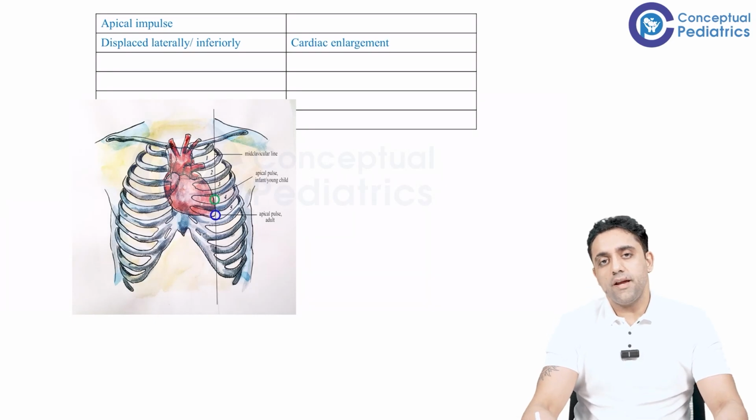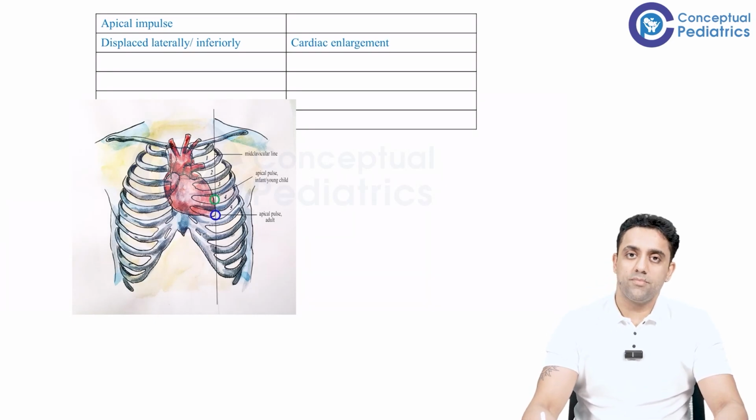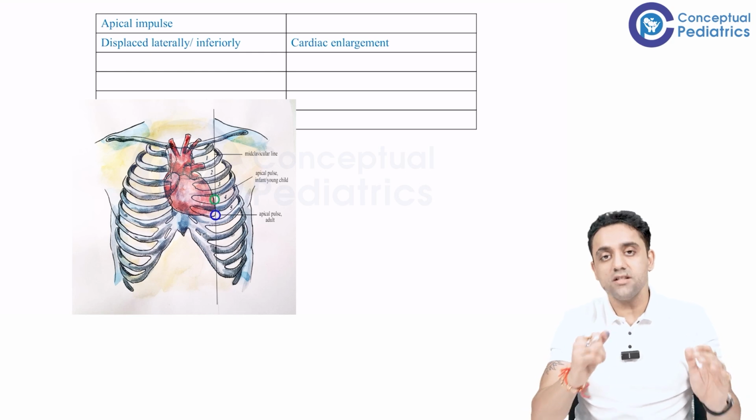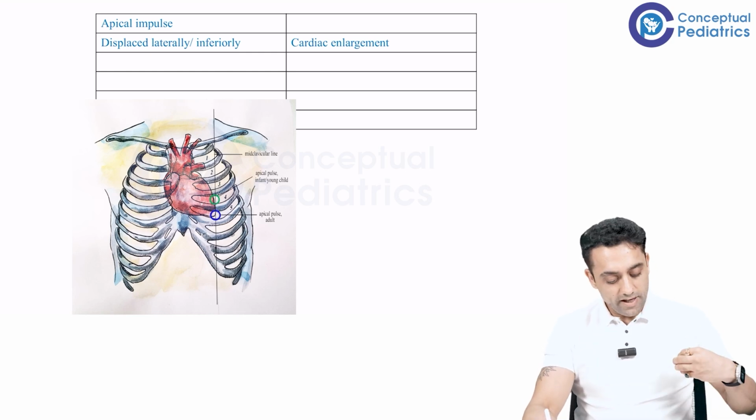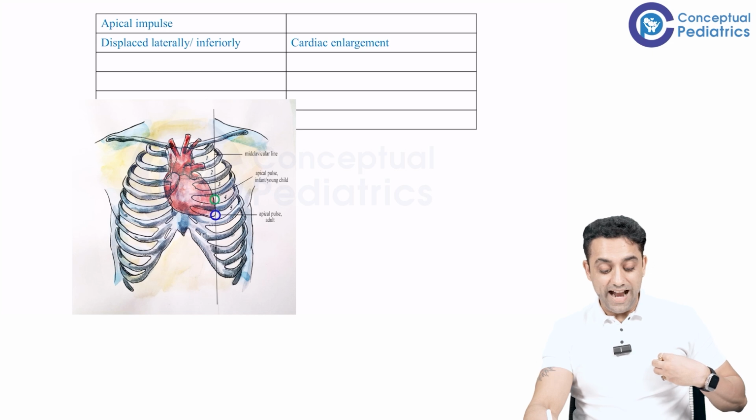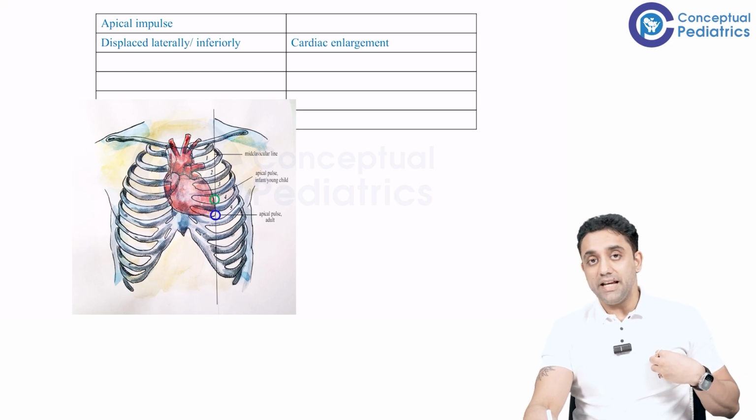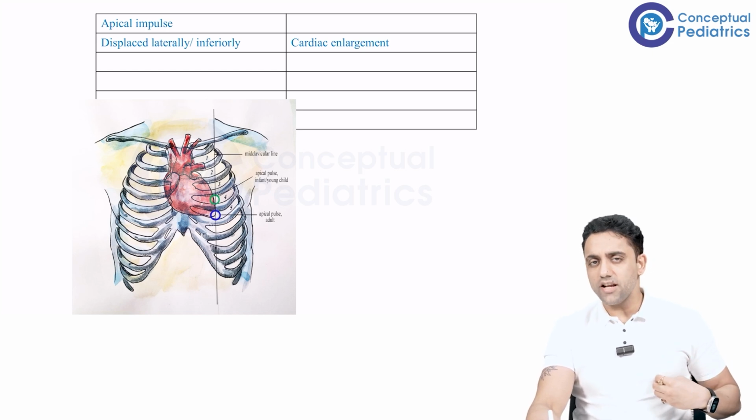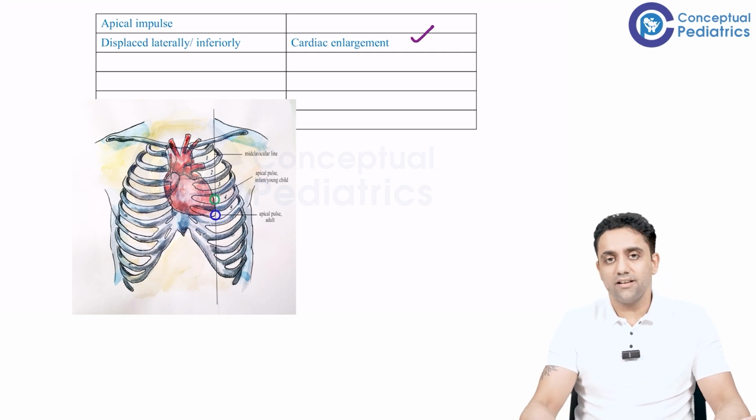There are a lot of questions on apical impulse. There are MCQs on apical impulse. There are separate NEET SS questions on apical impulse. So if the apical impulse is displaced laterally or inferiorly, what do you think? Obviously, I think cardiac enlargement.